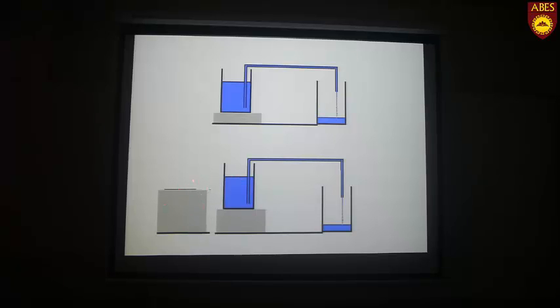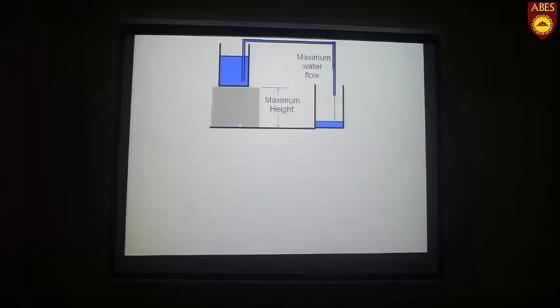If we increase this height further, then a certain level will come when the flow of water will be maximum through this pipe. Further, we cannot increase the flow of water through this pipe because of the maximum capacity of this pipe. Now not more water can flow per unit time from this pipe. Later on, if we increase the height, the flow of water per unit time will remain constant, right? So we call that this is the maximum height, and maximum water will flow at this moment.